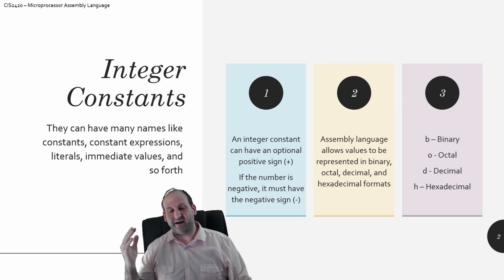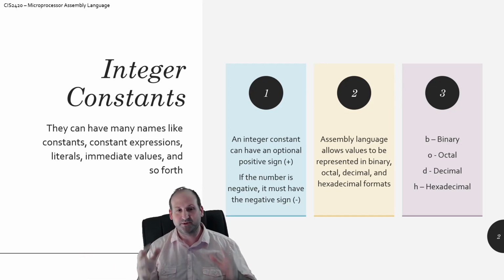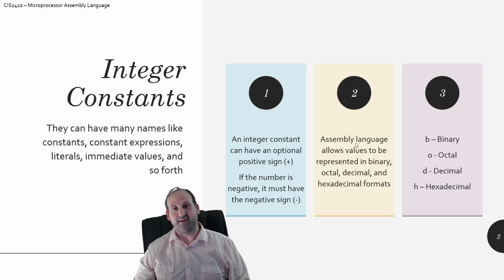But an integer, a hard-coded number, you can put a positive sign in front of it, or you can put a negative sign in front of it. So if you have a 7, you can just put 7, and if you have a negative 7, you have to put that negative in front. But for positive 7, you could put the little plus sign in front. In assembly language, as in most languages, we can use different formats for the numbers we put into the programs, so the assembler breaks them down.